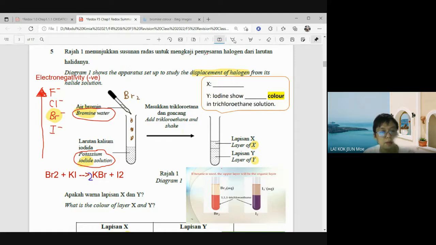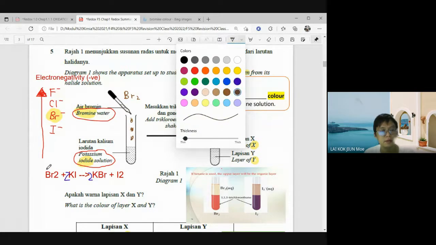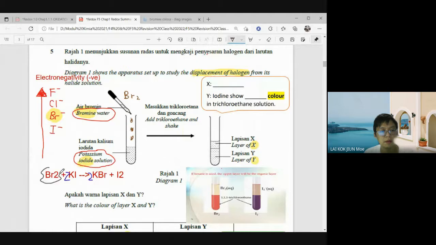So we need to balance one more. So the K will be 2 here. Correct, like this. Can? Yes. So that's how you say bromine is brown color, right? This is brown color, right?